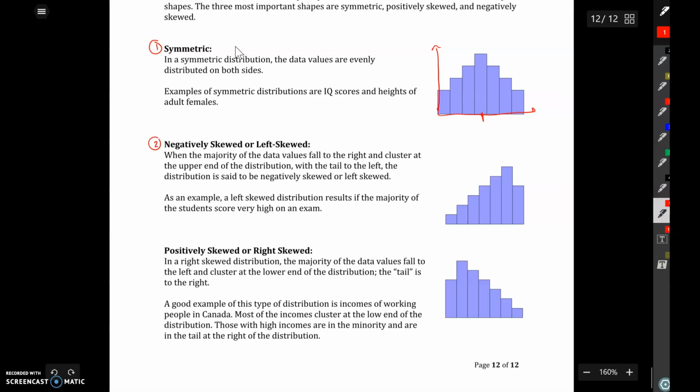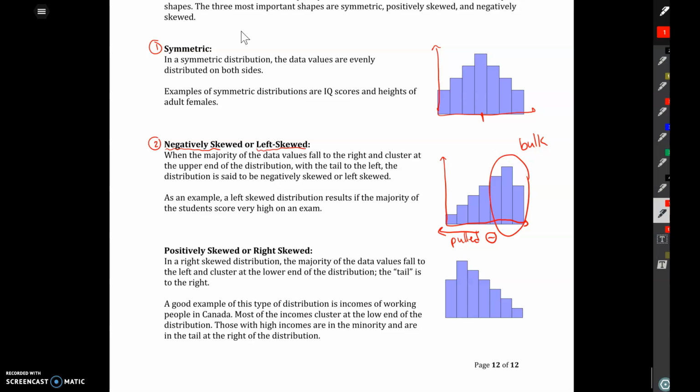We can have data that is negatively skewed, and with negatively skewed data, we see the bulk of the data in the higher range, but the tail of the data is pulled to the negative part of the x-axis. So we get that terminology of negatively skewed or left skewed because the tail is pulled to the negative side or the left side of the graph.